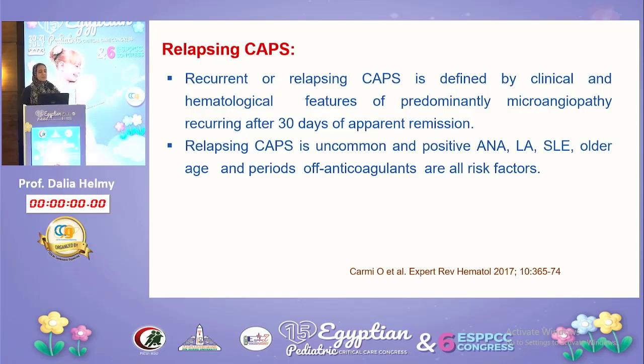My last slide is about relapsing CAPS. It is not common, and it is defined as relapse of clinical and hematological features, predominantly microangiopathy, recurring after 30 days of apparent remission. And the risk factors for recurrence of CAPS are a positive antinuclear antibody titer, lupus anticoagulant persistently positive even after starting the steroids, underlying systemic lupus, older age of patients, and the period of anticoagulants.